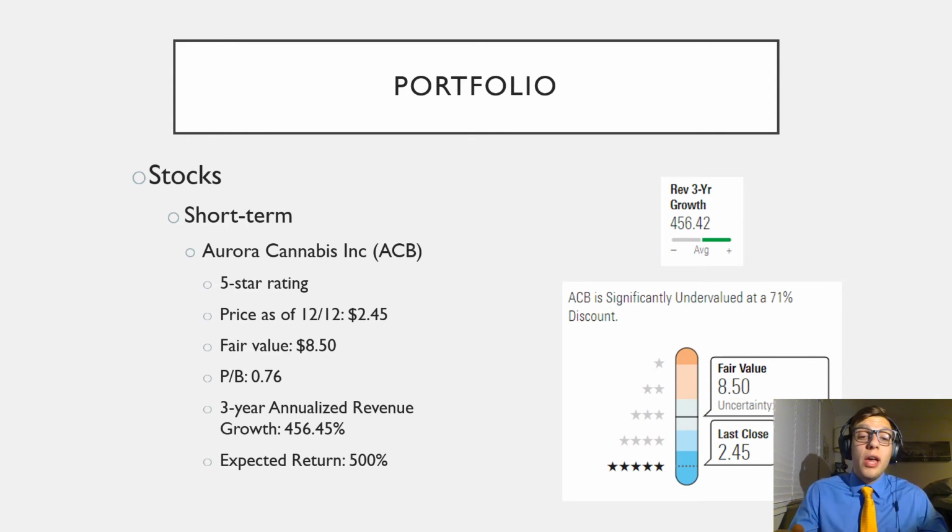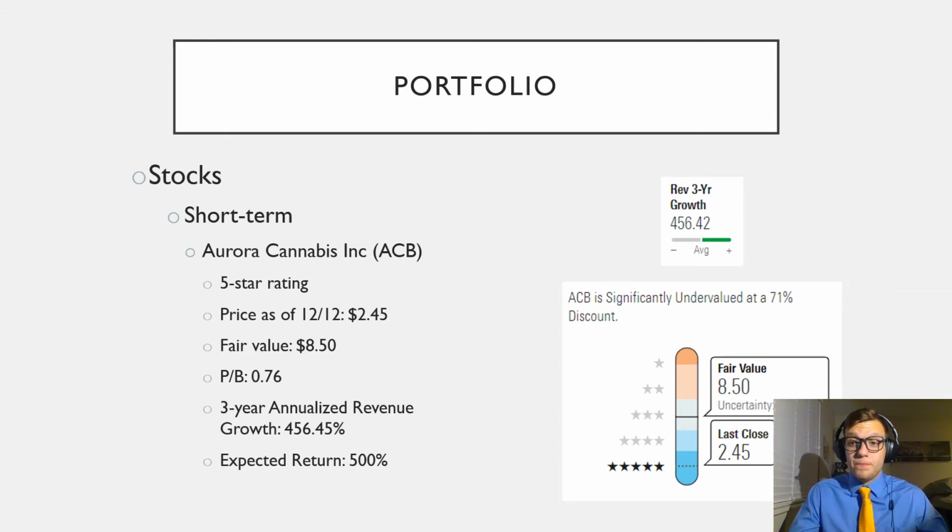In addition, the 3-year annualized revenue growth for this company is 456%. So it has grown over 3 years by 4 times. That is astonishing. And looking at those numbers, in addition to the fair value prices, the expected return of this stock is up to 500% for us.